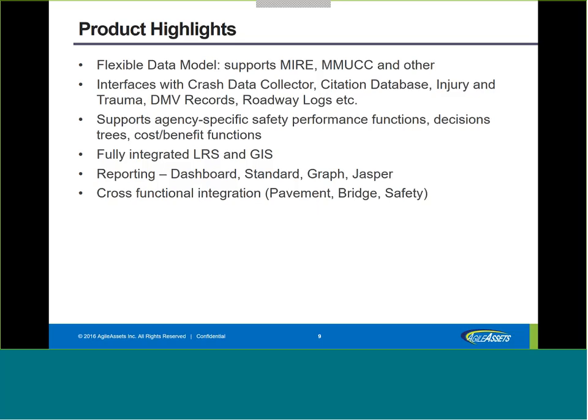Our system also supports agency-specific safety performance functions. For example, you can have a generic safety performance function that you can borrow from the Highway Safety Manual. But if you have a specific safety performance function or you want to update it in future, our system will give you that capability. Similarly, the decision trees that you can generate in our system, on what treatment you should take for a particular scenario, can be configured and maintained by you, and we also allow you to use different cost-benefit functions.